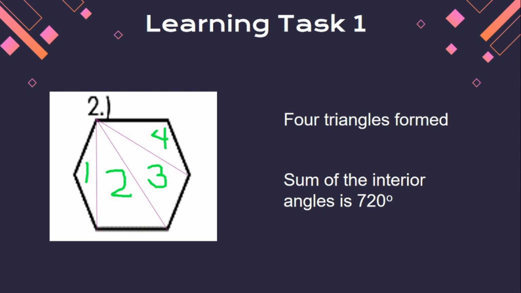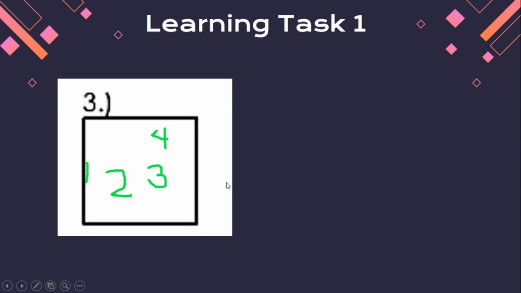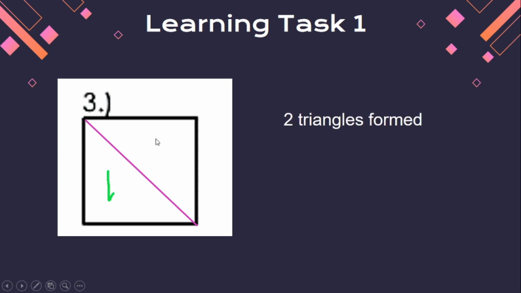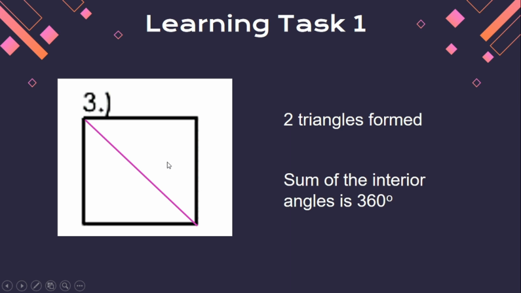Okay? Next. So, I have here a quadrilateral. Apat yung side. We can just draw one diagonal from this. And then, how many triangles yung na-form natin? Dalawa. So, we have the first triangle and the second triangle. Now, 180 yung dito, 180 din dito. So, what is the sum of the interior angles? So, we have 180 times 2, 360 degrees.